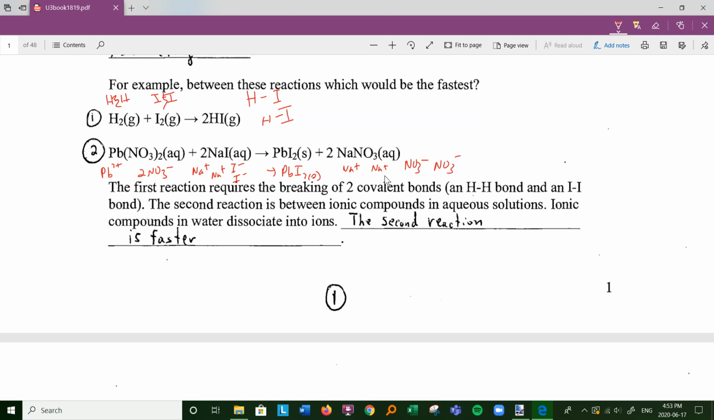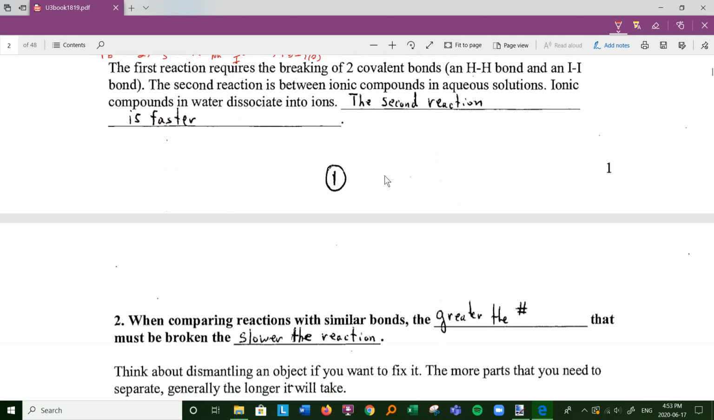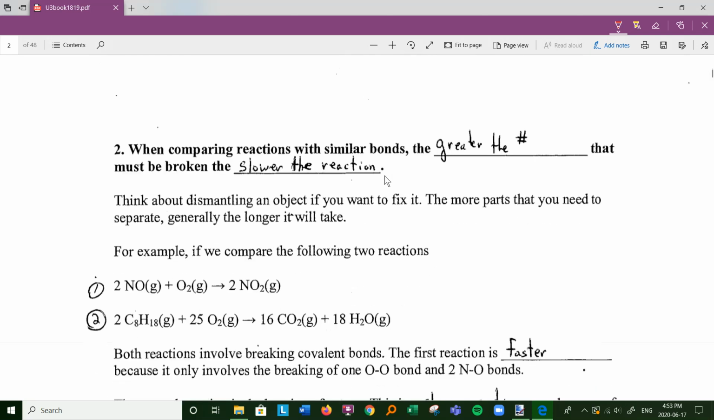And so really all that's happening is the lead is connecting up with the two iodides to form a solid. So you aren't breaking any bonds, you're just forming bonds, so that's actually faster. So the second reaction is faster. Again, we're assuming the same temperature.